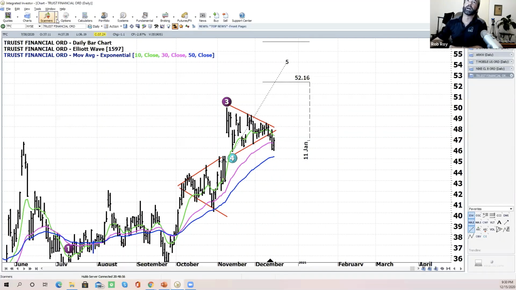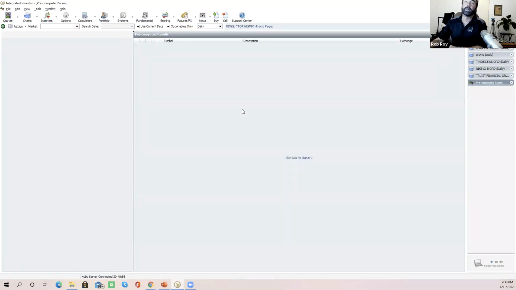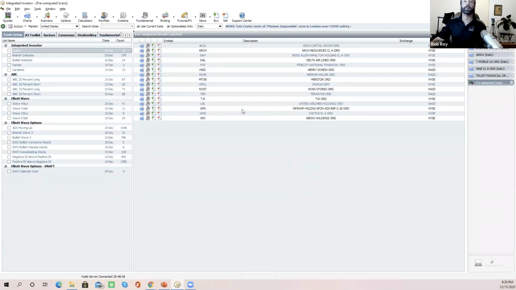Let's take a look at our scanners and see if we can come up with something interesting for this week. Now notice the consolidating stocks here. We're up to 108.